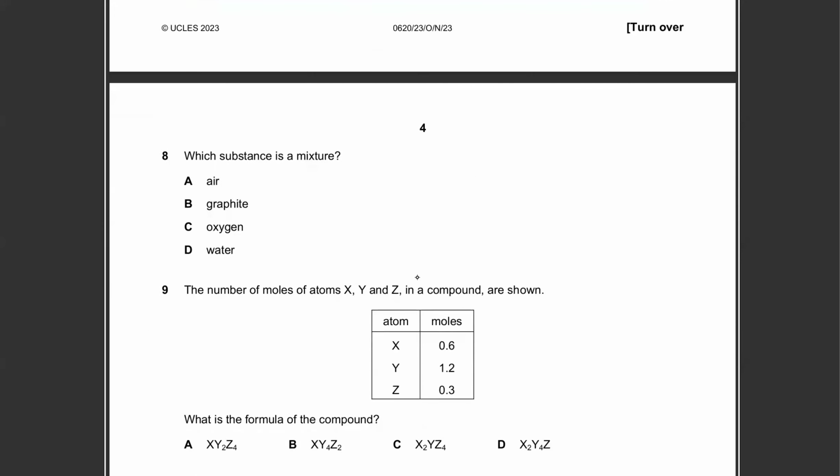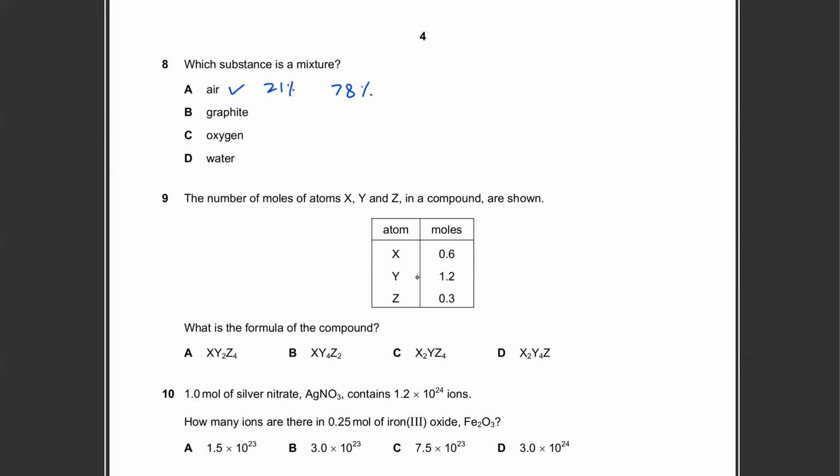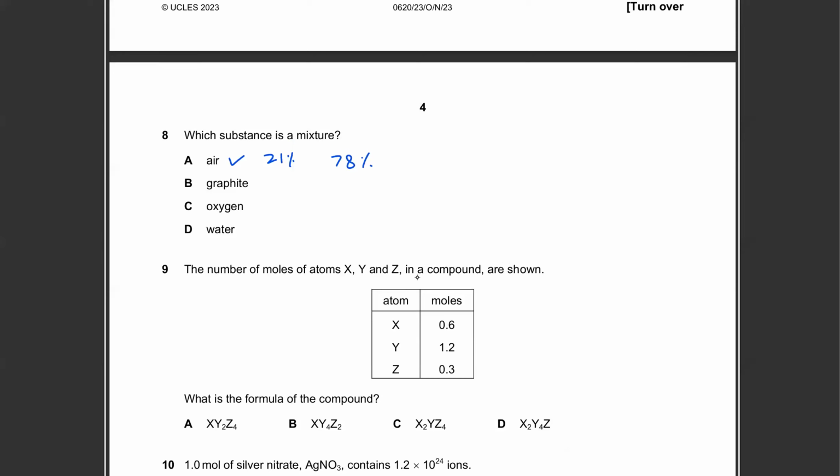Which substance is a mixture? Air, I think. Yes, air is a mixture. It's 21% oxygen and 78% nitrogen. And then there's the third most abundant, in the rest of the 1%. The third one is argon, and the fourth one is carbon dioxide.